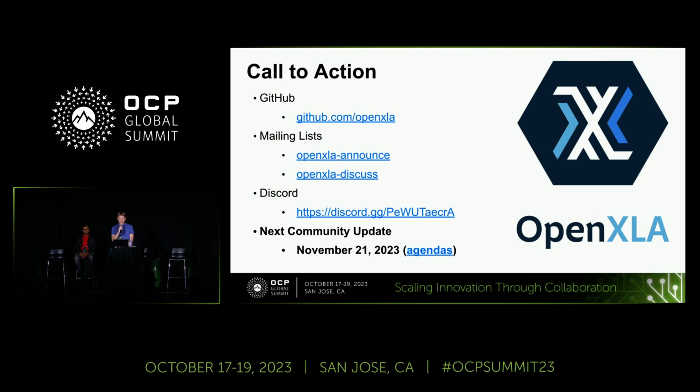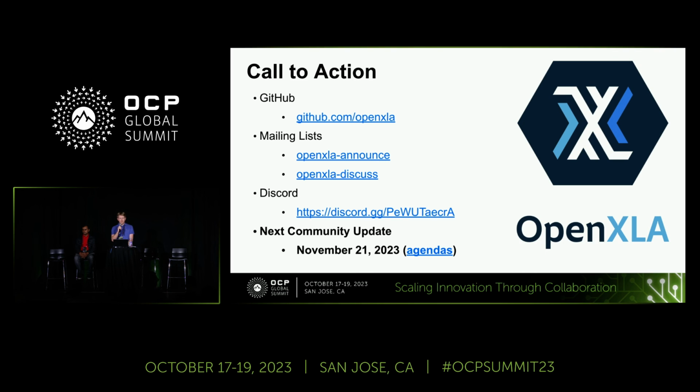And finally, this is for our call to action. The OpenXLA project. Our goal, to restate our goal, is to be an open, state-of-the-art, world-leading ML compiler. The code is all available at github.com/OpenXLA. There are a couple of mailing lists that people can check out for announcements and discussion. We have RFCs coming out somewhat regularly now.